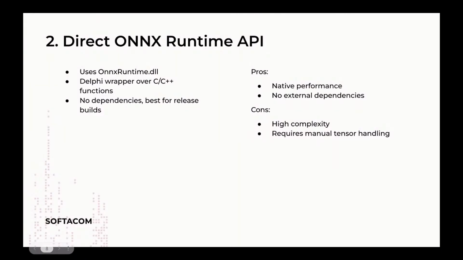Approach 2. Direct ONNX runtime DLL call. In this approach, we connect to the ONNX runtime directly from Delphi using its C API. The Delphi app loads the ONNX model, prepares input data, runs inference, and processes the results, all through calls to the ONNX runtime DLL. Everything happens inside Delphi without Python. This is a more complex but powerful option. It gives full control over how the model runs and how the data is handled.